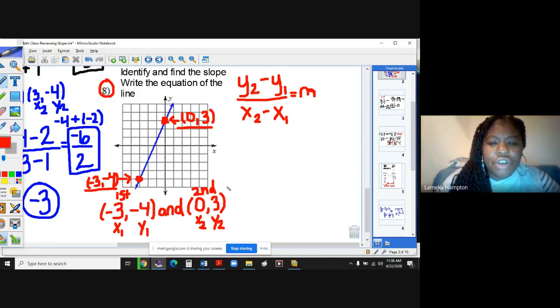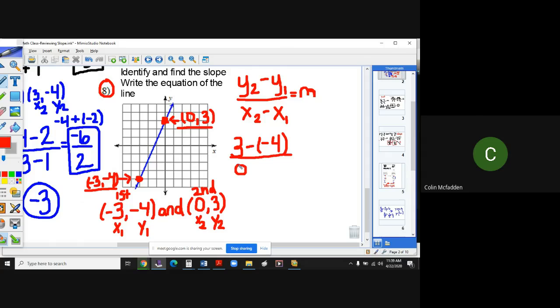So my y2 is going to be 3 minus my y1, which is -4. Okay. So tell me, what did you write at the bottom? What number is x2? -3. Well, it would be -3 if you used it as the first set. Yeah, 0. There we go. 0 minus -3.